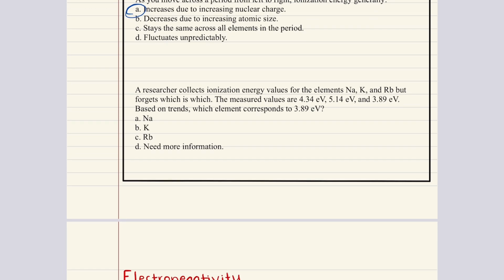Finally, our last problem here says, a researcher collects ionization energy values for the elements sodium, potassium, and rubidium, but forgets which is which. The measured values are 4.34 electron volts, 5.14 electron volts, and 3.89 electron volts. Based on trends, which element corresponds to 3.89 electron volts? So we're trying to figure out from these three measured values, which element corresponds to that lowest ionization energy value.